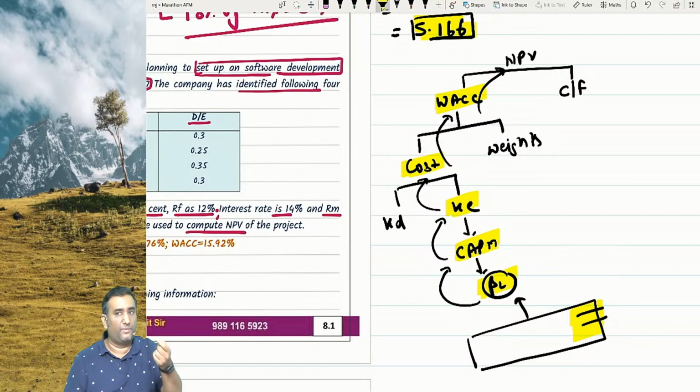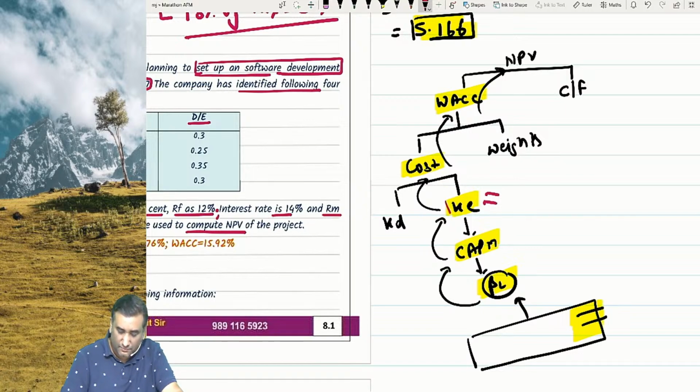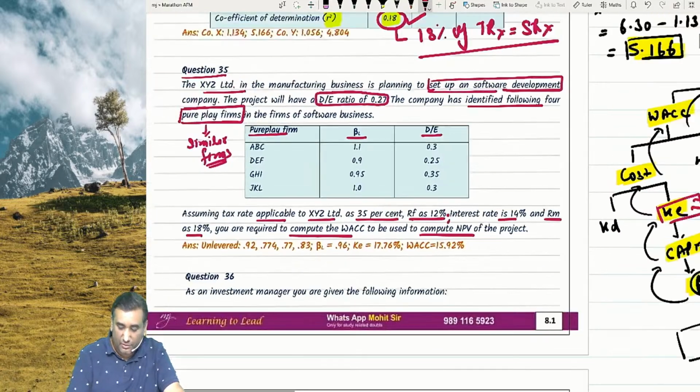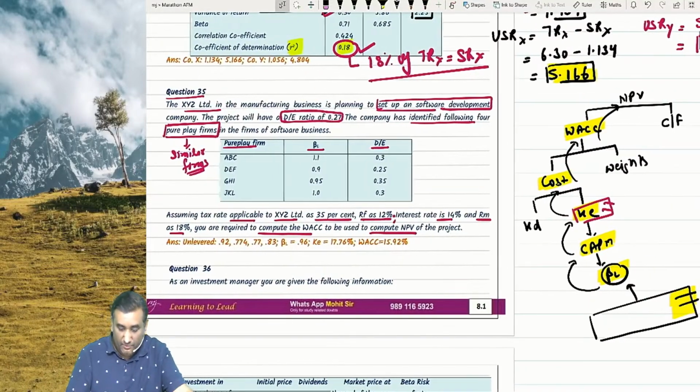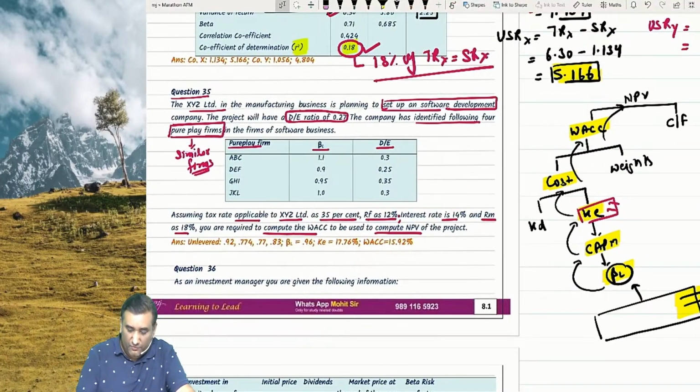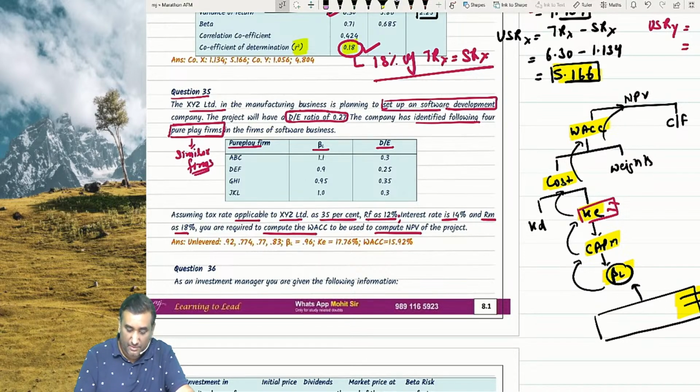Leverage and relever, and after relevering we'll arrive at this data. Can I go back? Now let me get the question once again. What we're trying to do: we are trying to calculate the beta levered of this XYZ, which is planning a software development company.